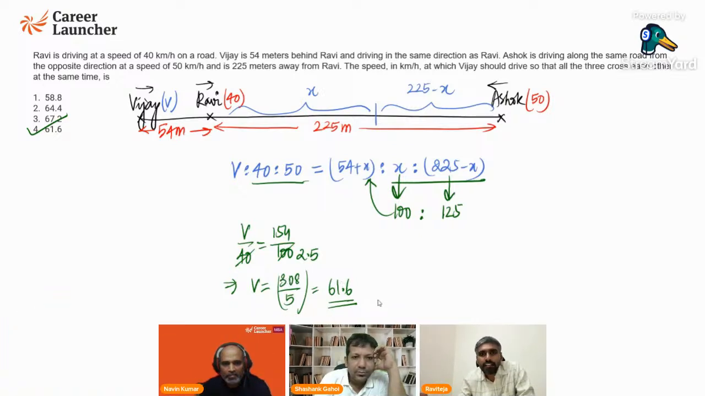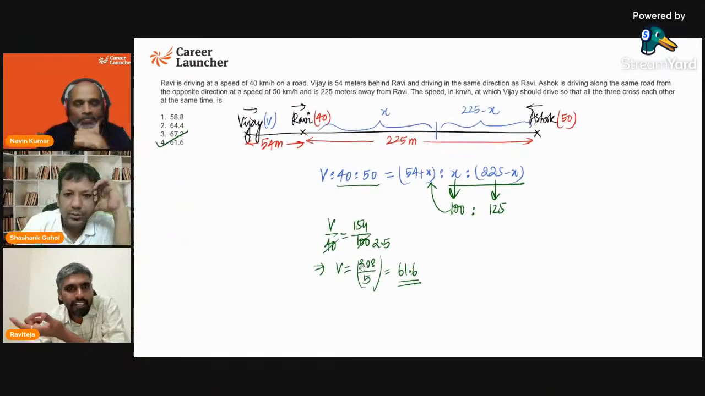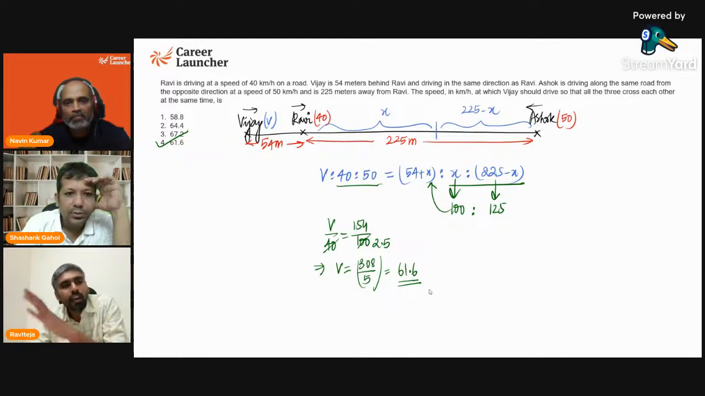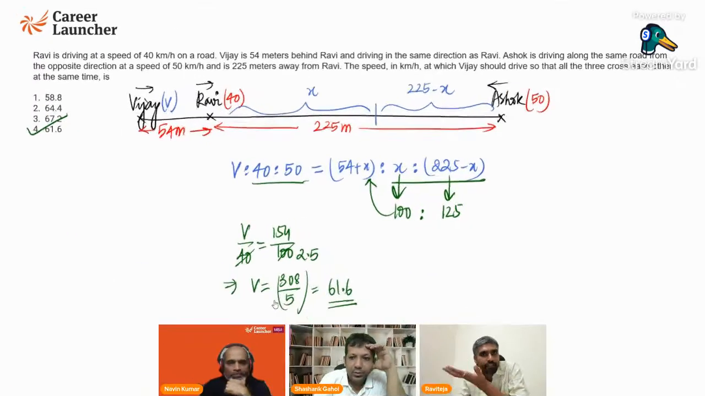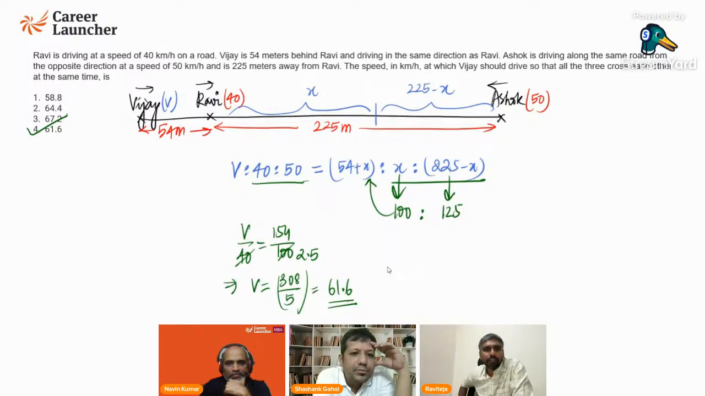It's basically that the time in which, if for a moment I eliminate Vijay from the question and I say that Ravi and Ashok are in the ratio 4:5, and the distance to be covered is 225, then Ravi covers 100. Now bring Vijay into the question. So Vijay will cover 154 in the same time. So the ratio of speeds is 154 by 100, or you can say Vijay's speed will be 1.54 times what Ravi's speed is.